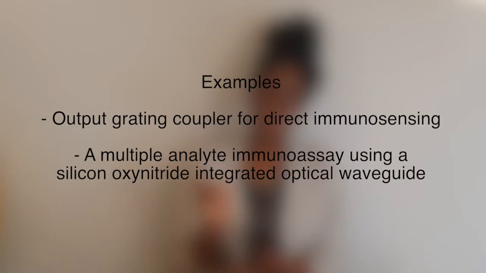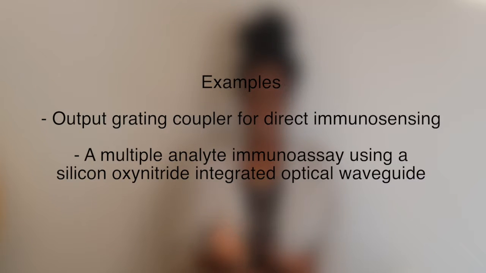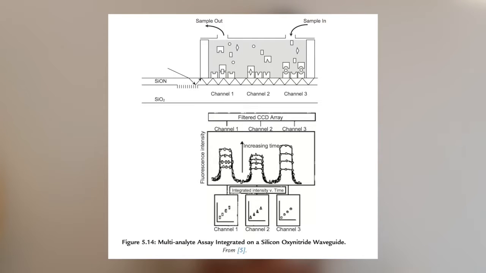Now, the different applications associated with these types of sensors are basically for bacterial sensing, and they've also been designed as immunosensors for the diagnosis of different pathologies, utilizing antibody and antigen binding on the waveguide surface. Some examples of sensors that have been developed are an output grating coupler for direct immunosensing, as well as a multiple analyte immunoassay using a silicon oxynitride integrated optical waveguide.